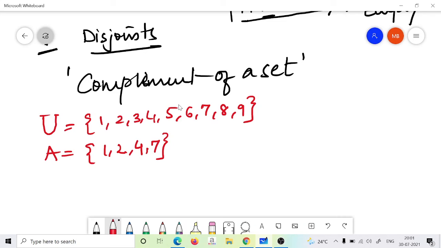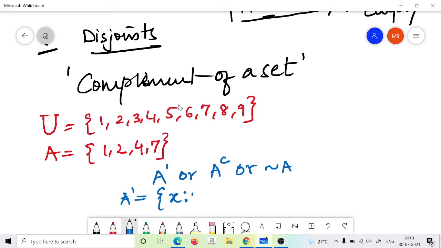So what will be the complement of a set? The complement of a set is generally written as A complement, and there are various ways of representing it. I'll use A dash. A complement is defined as the set of x such that x does not belong to A. So the elements of A complement should not belong to A, but they must belong to the universal set.